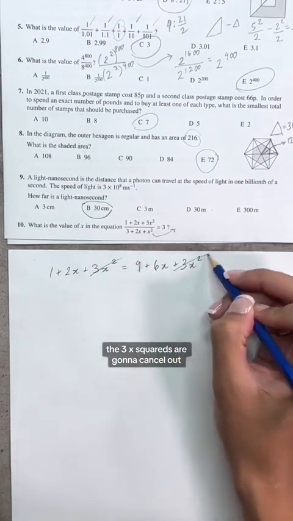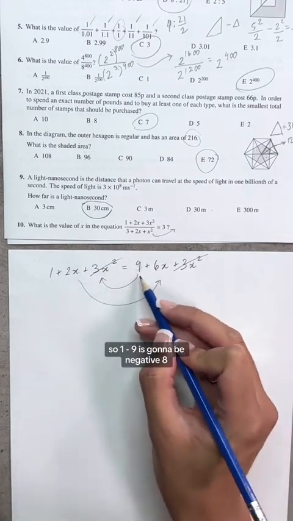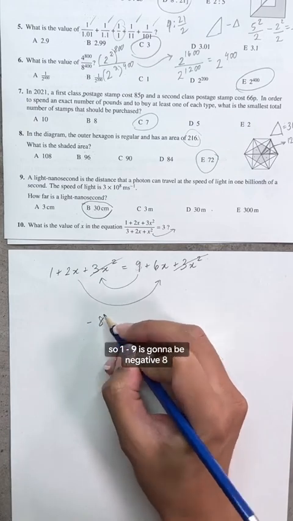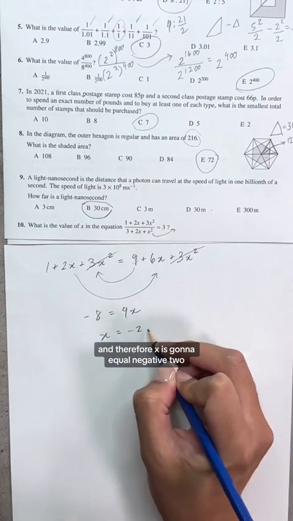The 3x squares are going to cancel out. And I'll bring the 9 over here and the 2x over there. So 1 minus 9 is going to be -8. And 6x minus 2x is going to be 4x. And therefore x is going to be equal to -2.